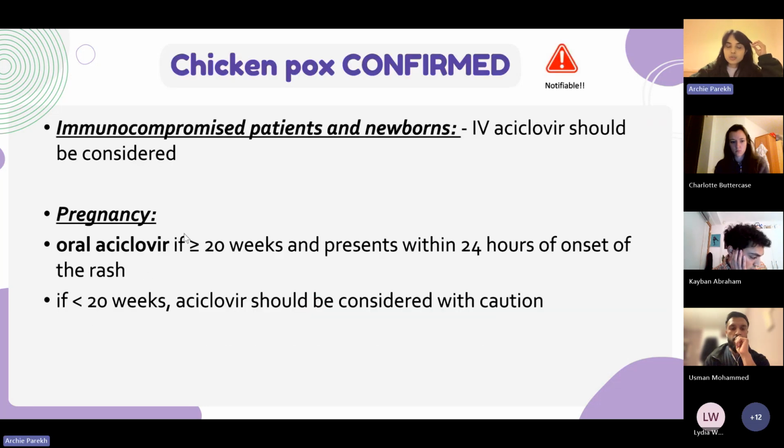I think you're less likely to give them IV acyclovir in pregnancy just because acyclovir is not a very good drug and it has a lot of side effects. So this would be a senior decision. But I think from an exam point of view, if you have the option between IV and oral, specifically for pregnancy, you'd go with the oral option.